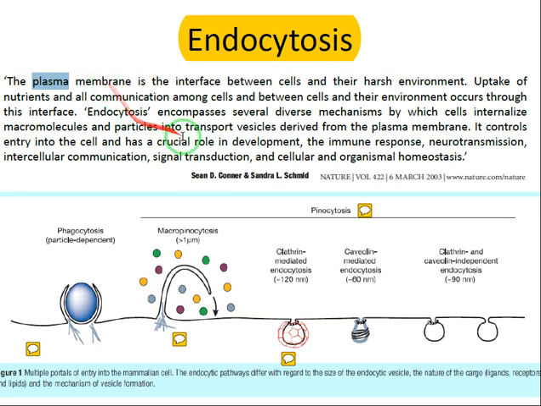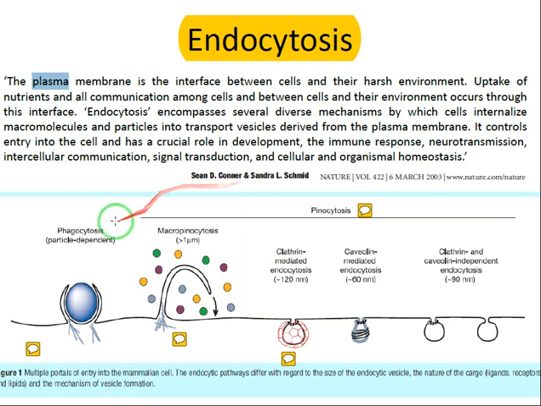So this phospholipid isolates the cell from the harsh environment around it, and anything that wants to be exchanged within the cell or outside the cell has to cross this plasma membrane, this phospholipid membrane. But how this exchange happens depends in the first place on the size of the objects, and in the second place on the endocytosis mechanism. As you see here, we have different mechanisms that the cell chooses to internalize those objects.